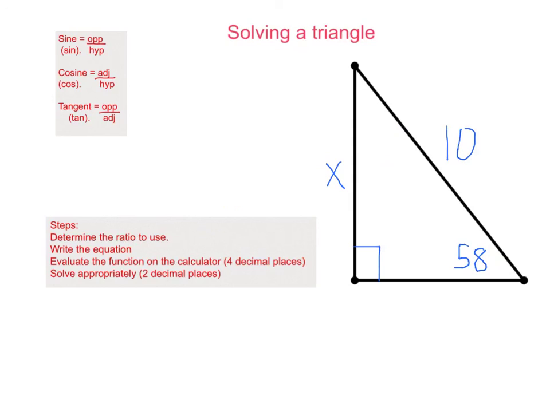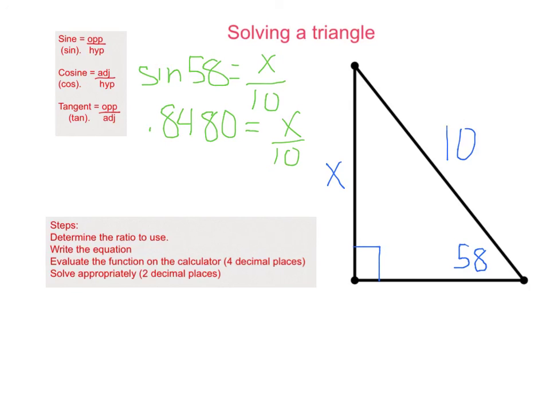So here we are. We have 58. We want the opposite. We have the hypotenuse. So we're going to use sine, opposite and hypotenuse. So sine of 58 is equal to the opposite over the hypotenuse. Sine of 58 is 0.8480 on your calculator. Multiply by 10. Because multiplying by 10 is easy, I'm going to do this in my head. And we are done.